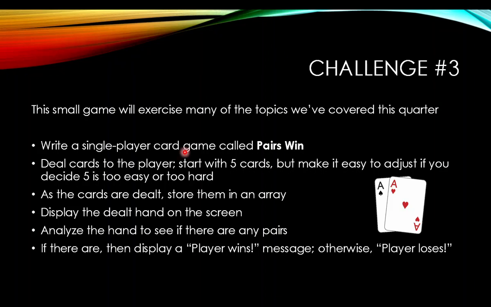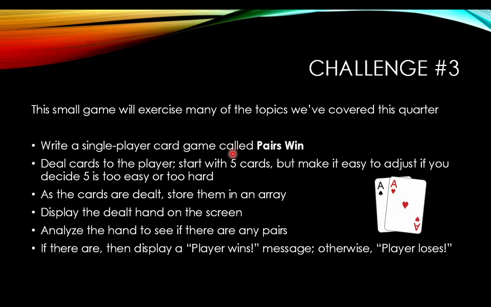So this game would be called Pairs Win. We're just going to make a single player game, and that says we're going to start with 5 cards. Now you might see that the game is either too hard or too easy with 5, so you might want to make that easy to adjust, right? Set it up in a variable so you can change it to 7 if you want, or 4, whatever you think. So start with 5 cards and deal 5 cards to the player.